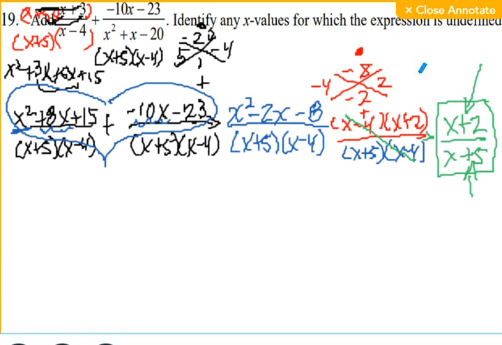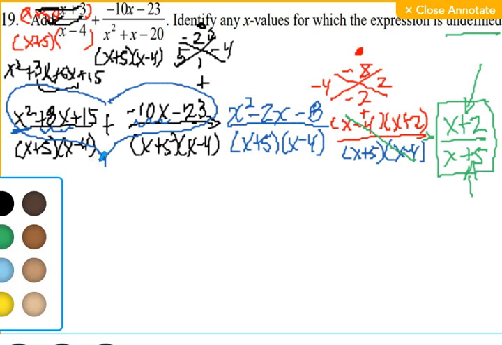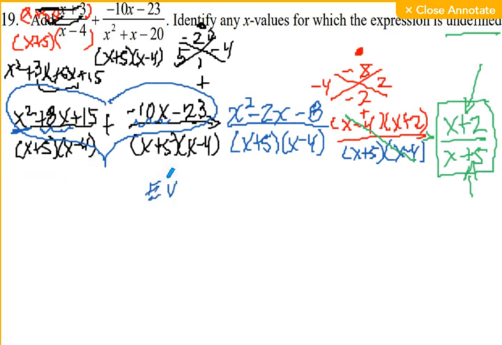Okay? All right. Now, look up to the screen really quick. Who notices that at the end it doesn't say excluded values, but it says undefined? It's the same thing. Undefined is the same thing as excluded values. All right? So, let's write EV.